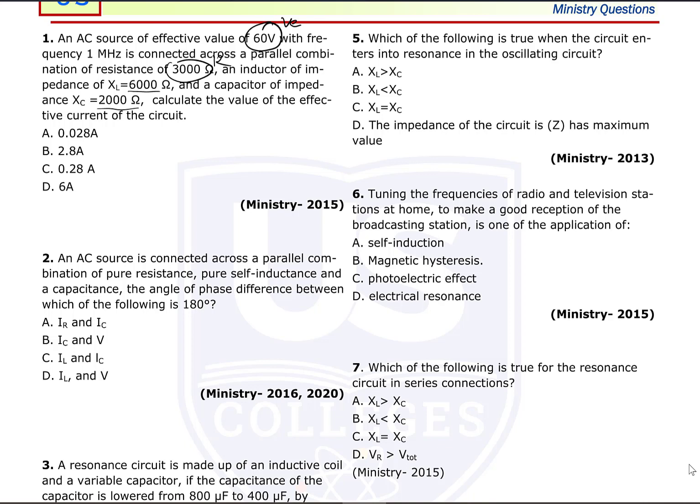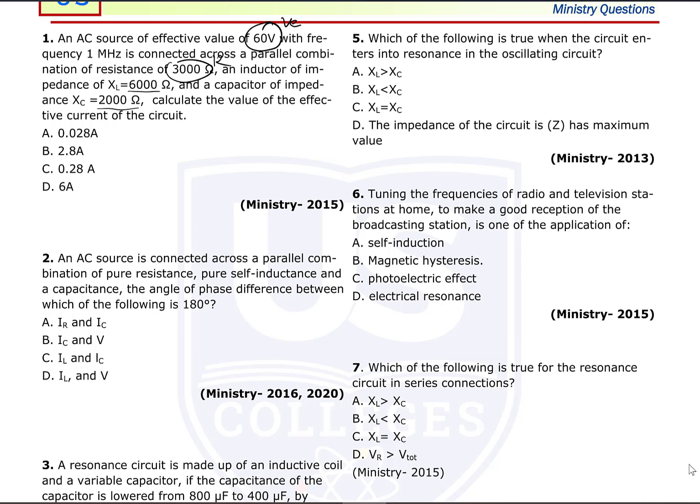So effective value of the current can be calculated by two ways. One of them, because R, XL and XC are given, you can calculate total impedance Z, and after that I effective will be V effective divided by total impedance. Second one is we can calculate electric currents for each, the electric current across the resistor, across the capacitor and inductor. After that you can calculate total electric current. So I'm going to use the second method.